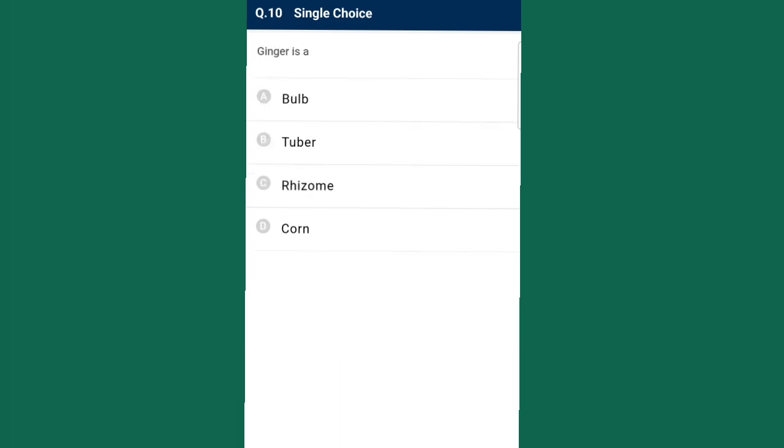Question number 10. Ginger is a straggling rhizome creeping horizontally in the soil. It is often branched. Rhizome is a modification of underground stem and bears nodes and internodes. So the answer for this question is option C, rhizome.